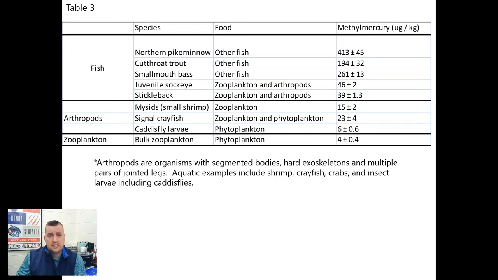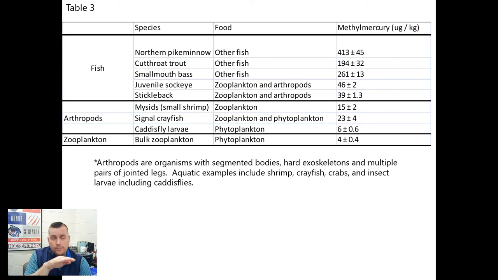You actually see that phytoplankton is down at the bottom, okay? And then you see zooplankton right there. So you have that bulk zooplankton, which eats phytoplankton. Its methylmercury content is 4, plus or minus 0.4, okay? Then you kind of move further up, all right? That caddisfly larvae, 6, plus or minus 0.06.